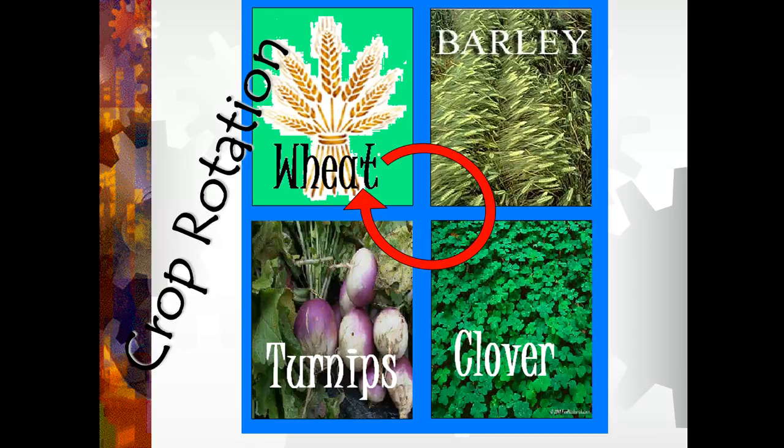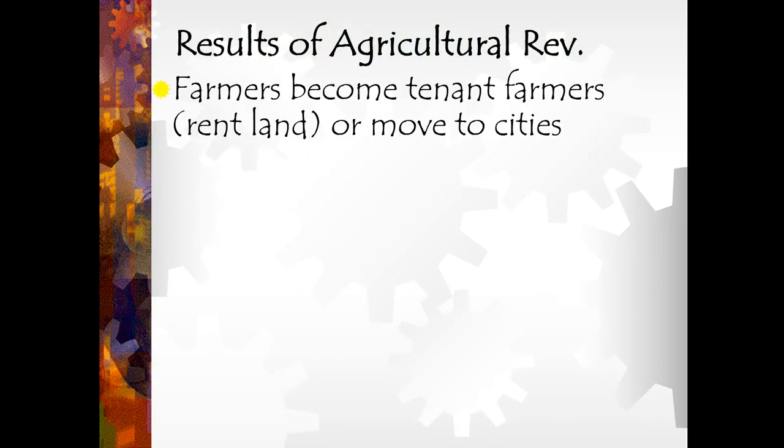Clover will move to the left, turnips will move up. And so with each crop, we're going to rotate it by one quadrant, and the nutrients will be there for the new crop that's being grown. In doing this, we no longer have to leave fields empty, and we can increase the amount of food that we're producing each year. So the results of the agricultural revolution are many.